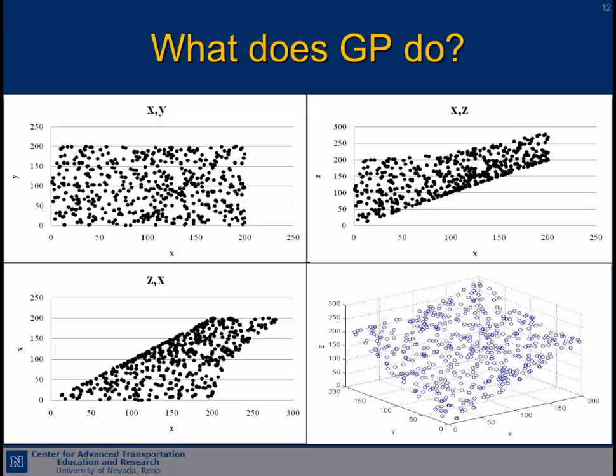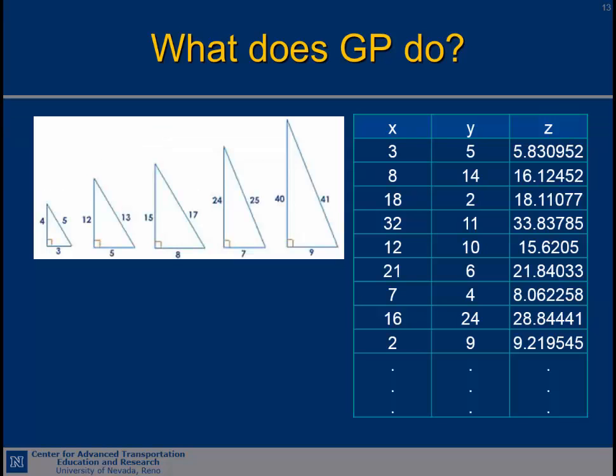Here is an example to show how GP works. Here we have 3 sets of data, X, Y, Z. You can see the relationship between each of these sets and the others. It is not easy to understand the structure of this data. But in fact, it is data that we got from different triangles. So we are looking to find the Pythagorean theorem.